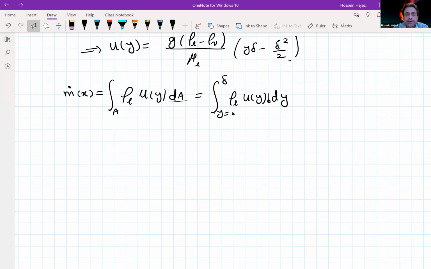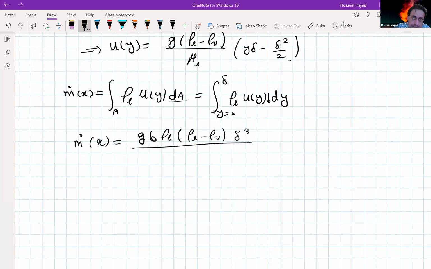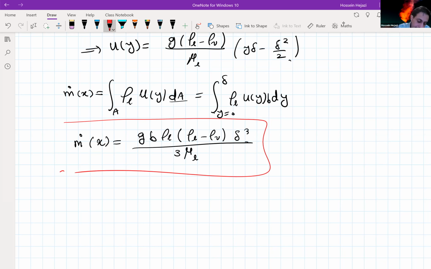If I replace the velocity profile and take the integral, the mass flow rate is going to be g b rho L minus rho V delta cubed divided by 3 mu L. So this is going to be the mass flow rate that you're going to have here.